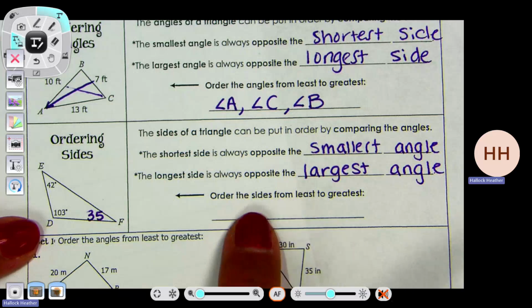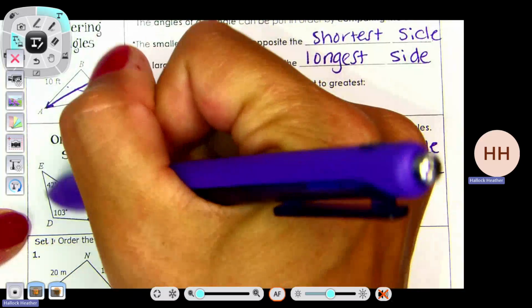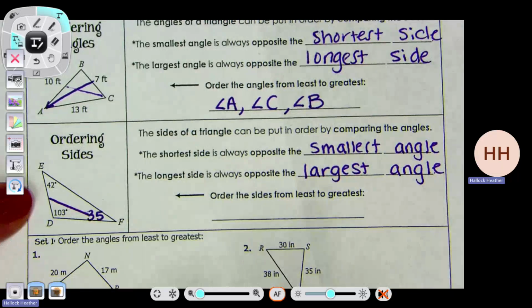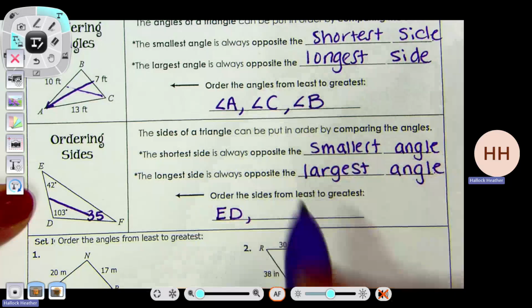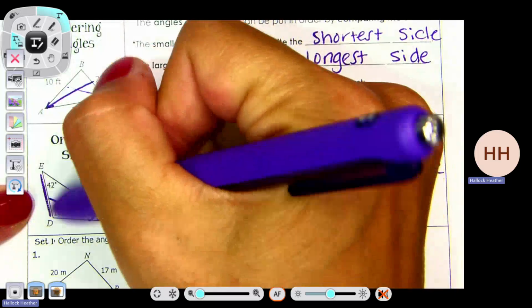We're going to write the shortest side first. If you use your eyeballs, you should be able to tell which one's the smallest. It's this side. The reason why is because it's opposite of 35. So we're going to say ED. When you write an angle, you use 1 letter. When you write a side, it's 2 letters because it's talking about the distance between them.